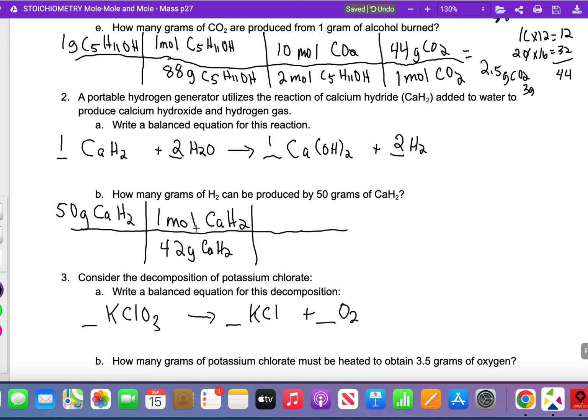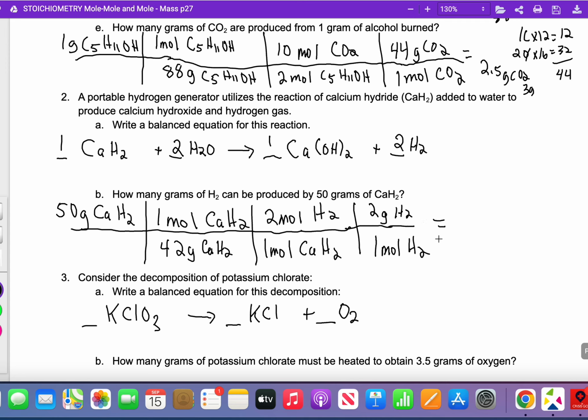All right, change to moles. Now comes the mole ratio from the balanced equation. And so the mole ratio from the equation says 1 mole CaH2 to 2 moles H2. Okay, how did I know to go to H2? Because that's what the problem is asking for. All right. Okay, but then it wants grams of H2. So I'm going to change to grams. 1 mole H2, 2 grams H2. That's the molar mass.